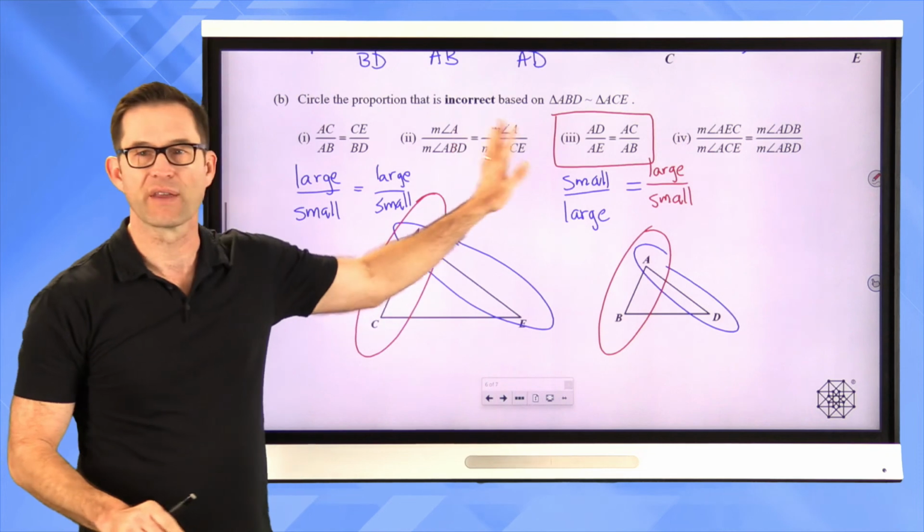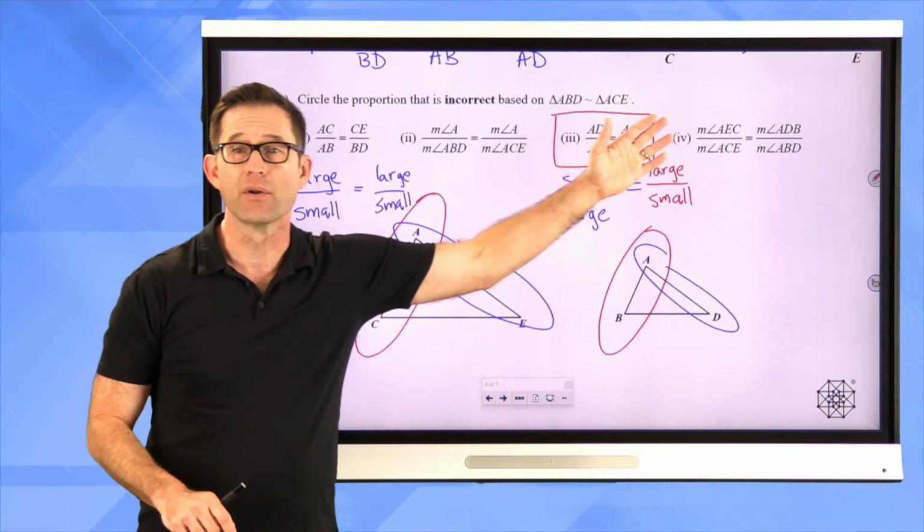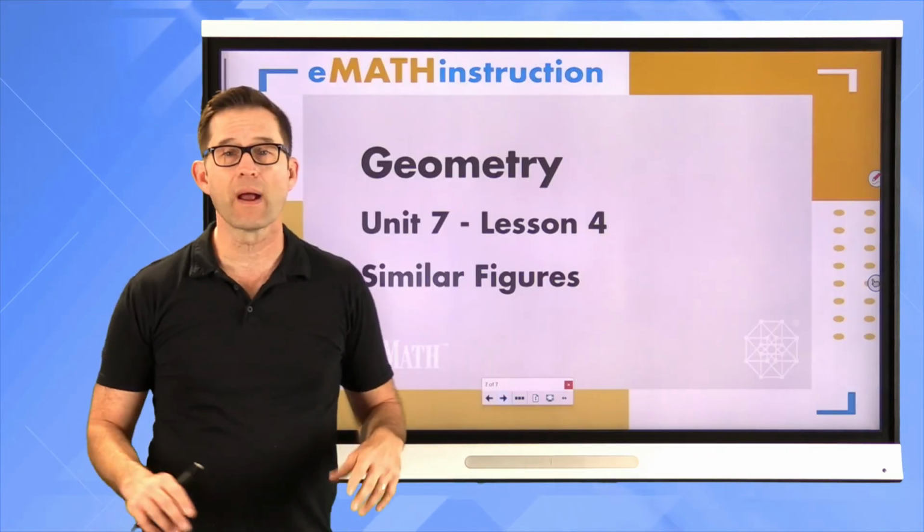All right, and we won't even check the last one. It would end up being correct, and for the same reason as number 2. Literally, it's the same angles divided by each other. Okay, so let's wrap this up.